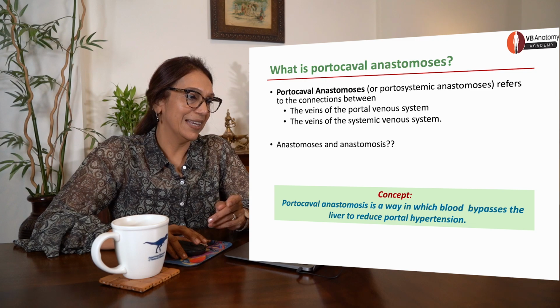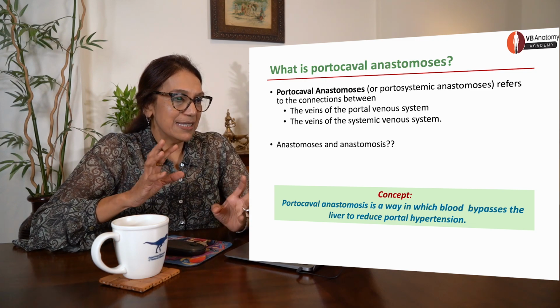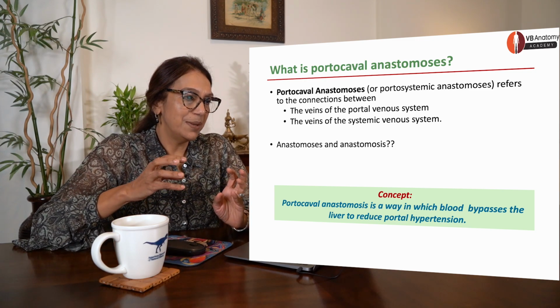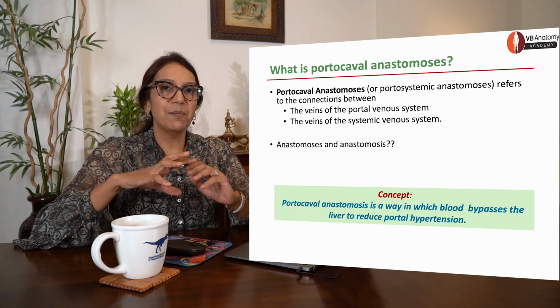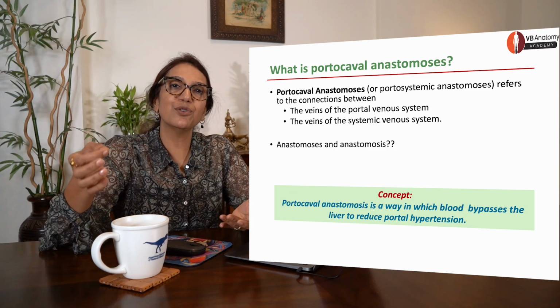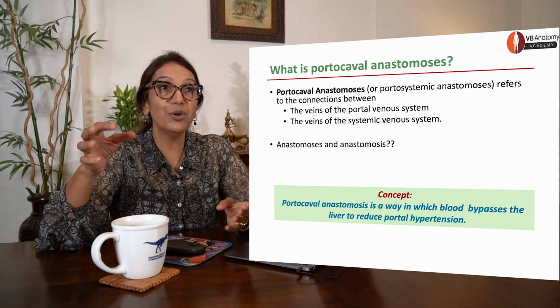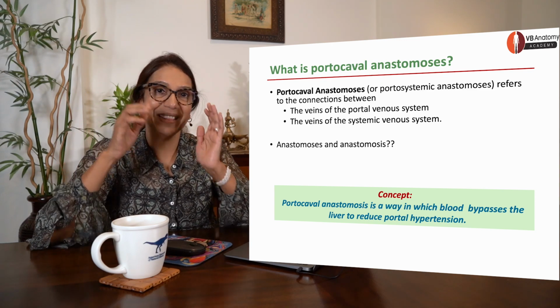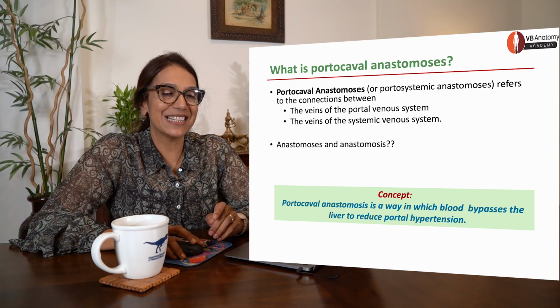Clear? Okay. So portocaval anastomosis is a way by which blood bypasses the liver and still drains into the systemic circulation in case of portal hypertension. Again, you're wondering, what is she talking about? Let's understand. You're going to enjoy this lecture.